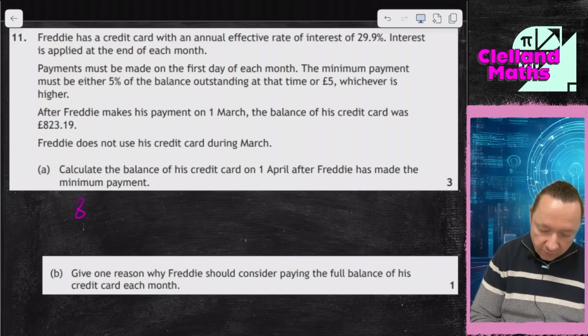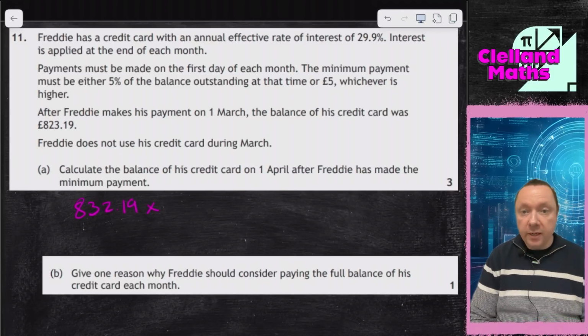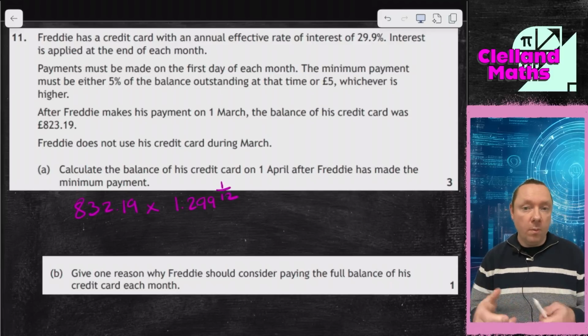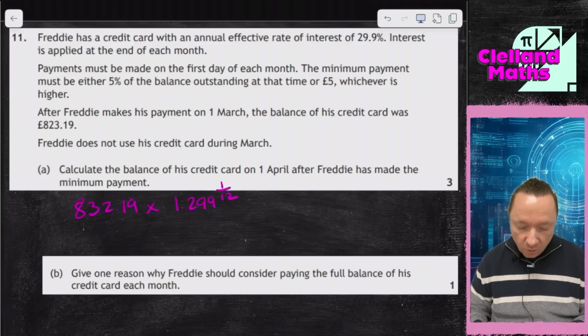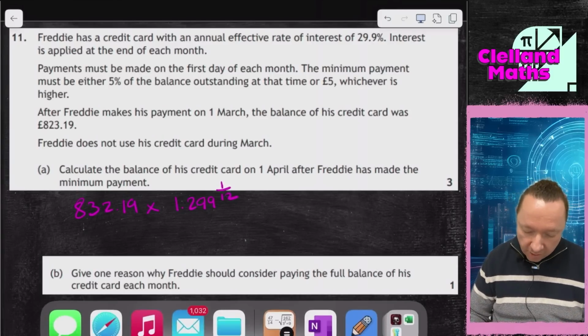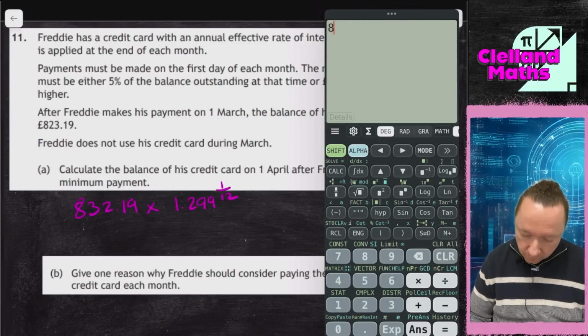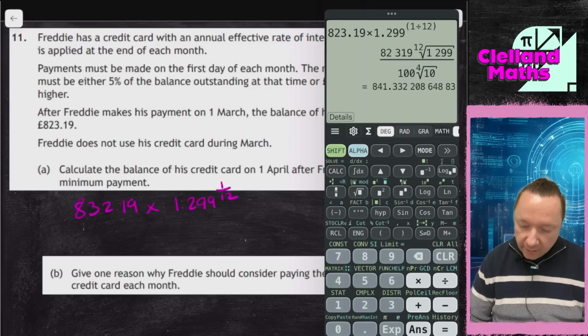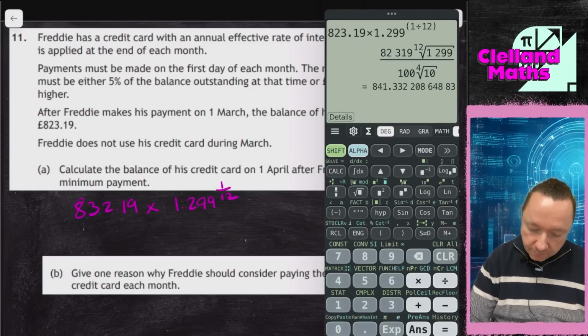So we've got 823.19 times 29.9%, so 1.299. 1/12 is applied to that because it's for 1 month. So then the interest gets added on, yeah? So we can work out that to start with. That gives me 841.33.